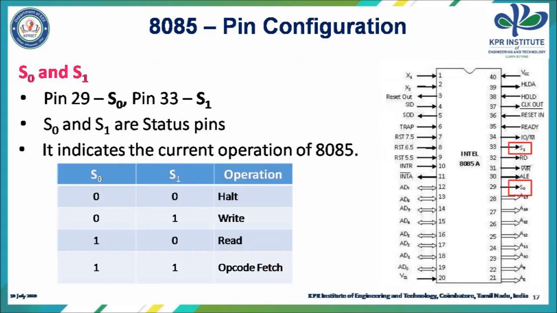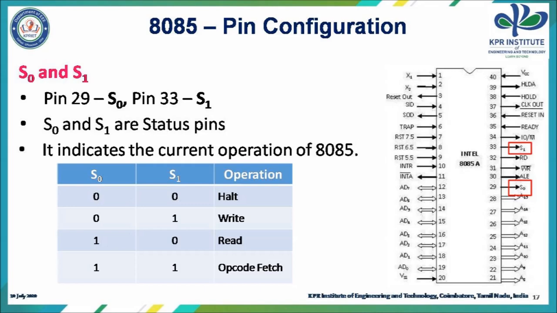Next comes the status pins of 8085 processor. These are called status pins because they give the current status of the operation of 8085. S0 and S1 show whether the microprocessor is doing write operation or read operation, or whether it is fetching the opcode, or whether it is in halt state, that is, it is not doing any operation.